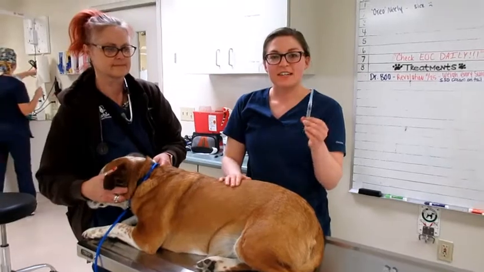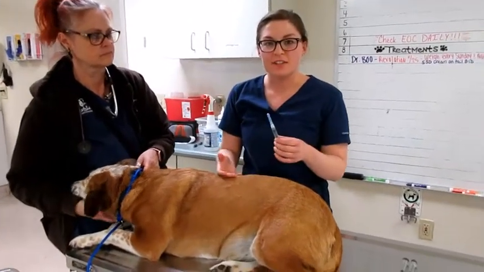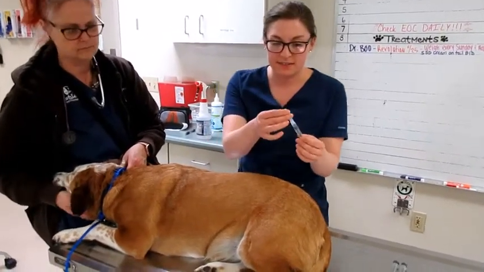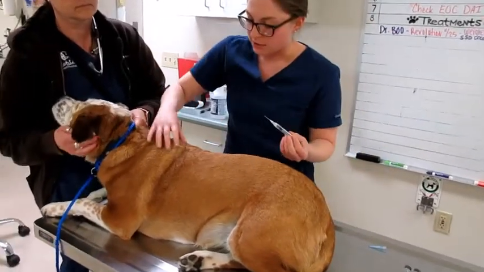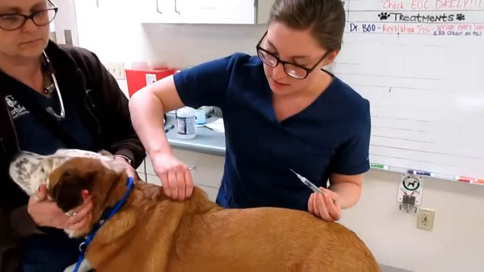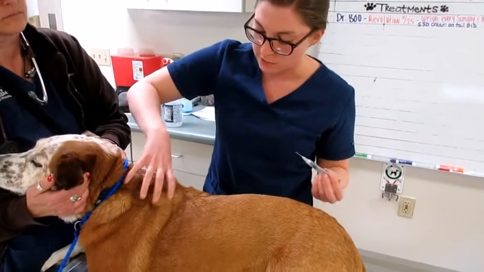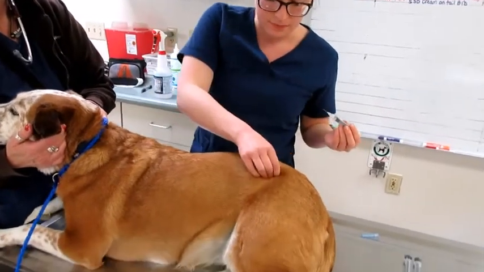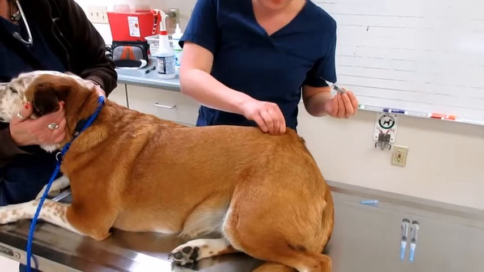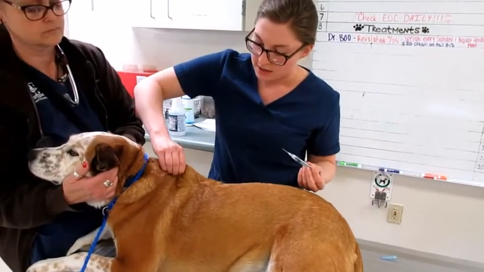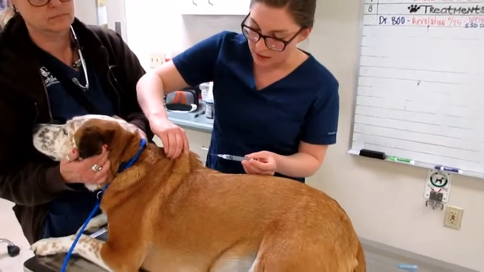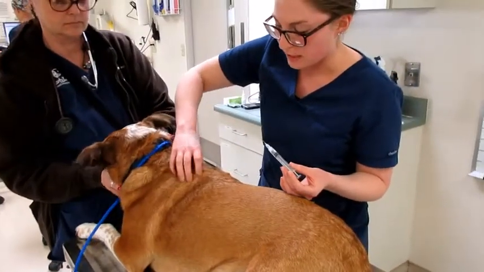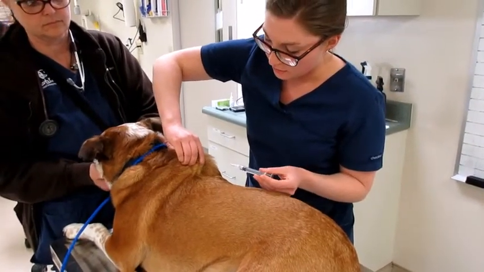So I'm going to demonstrate giving sub-Q, IM, and IV injections. This is just half an ml of saline. So for the subcutaneous injections, you're going to tent your skin. You can do this above the shoulder blades, all the way down caudally where you've got extra skin. You're going to pull up on your skin and insert your needle parallel to the long axis of your tent.